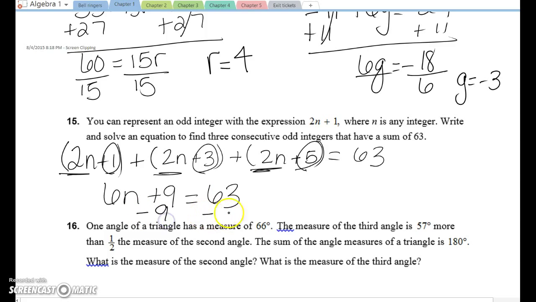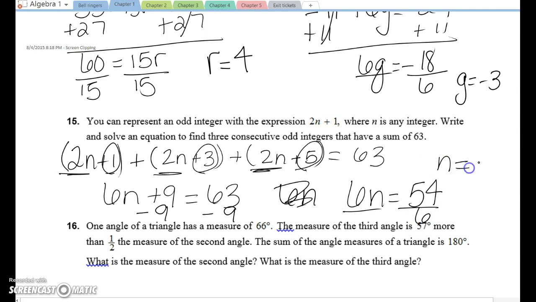So now I'm going to solve the equation. I'm going to subtract 9 from both sides. So 6n equals 54. I'm going to divide each side by 6. N is 9. Okay, so we wrote and solved an equation to find 3 consecutive integers that have a sum of 63. Now, did we find 3 consecutive integers? No, we found what n is. So if we plug it back in, you will get your 3 numbers.